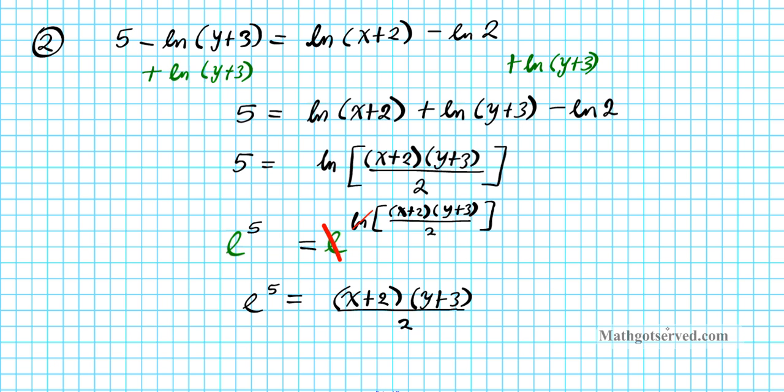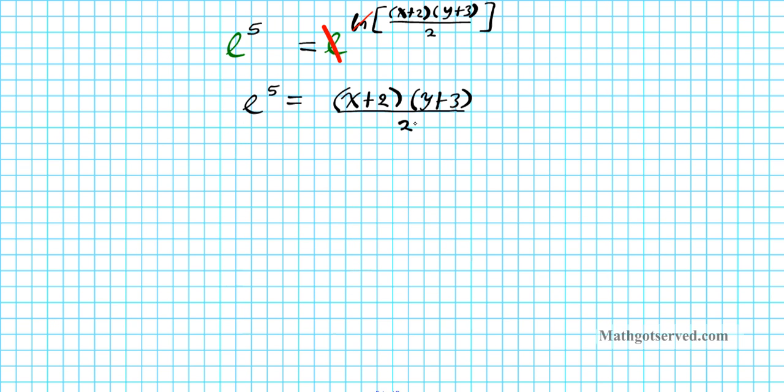Okay? All right. Now, we're going to start isolating y plus 3, this expression. So first thing to do, multiply both sides by 2. So multiply by 2. And then we have 2e to the 5th equals x plus 2 times y plus 3. All right, this 2 is divided out. And then we divide both sides by x plus 2, x plus 2, and x plus 2.